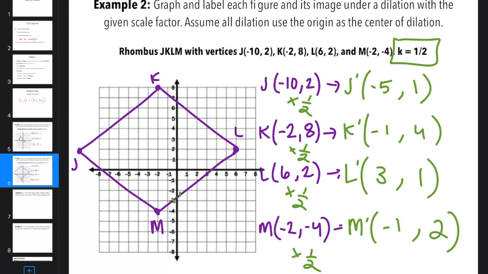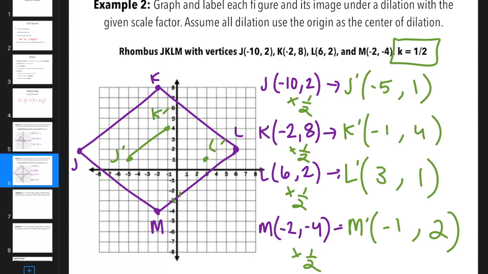So for J prime, -5, up 1. J prime. K prime, -1, up 4. K prime. Now, for this image, this is where it's going to be prevalent that my center of dilation is not the center of my polygon, but the origin. L prime is going to be 3, up 1.